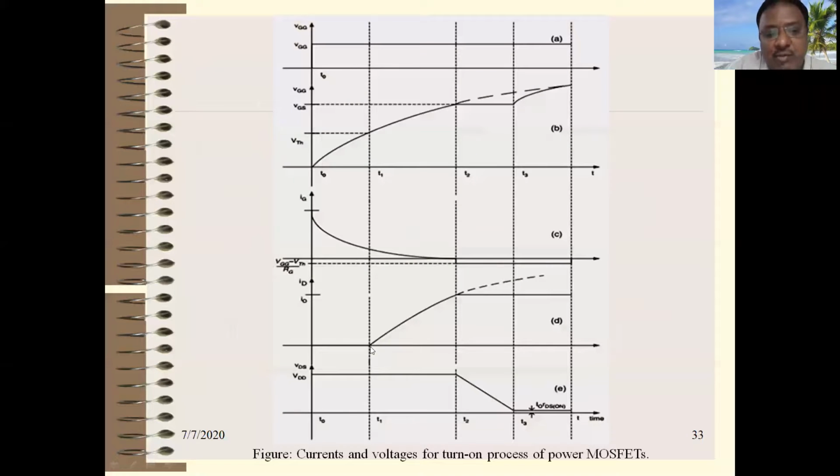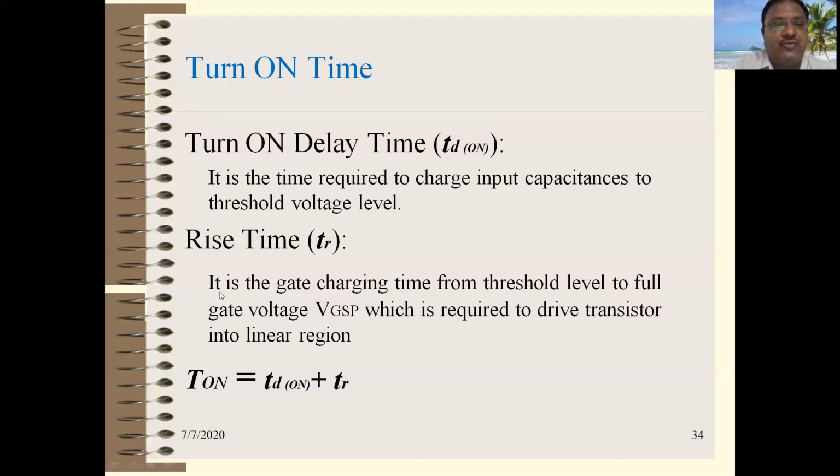Then the second one is called the rise time. This is the rise time where the current starts to increase. If you observe the cursor position on your screen, this shows the rise time. Your current starts to increase from 0 to max, right? So this time is called the rise time. The rise time definition is given here. It is the gate charging time from threshold level to full gate voltage VGSP, which is required to drive the transistor into the linear region. So total T on is equal to TD on plus TR, right?